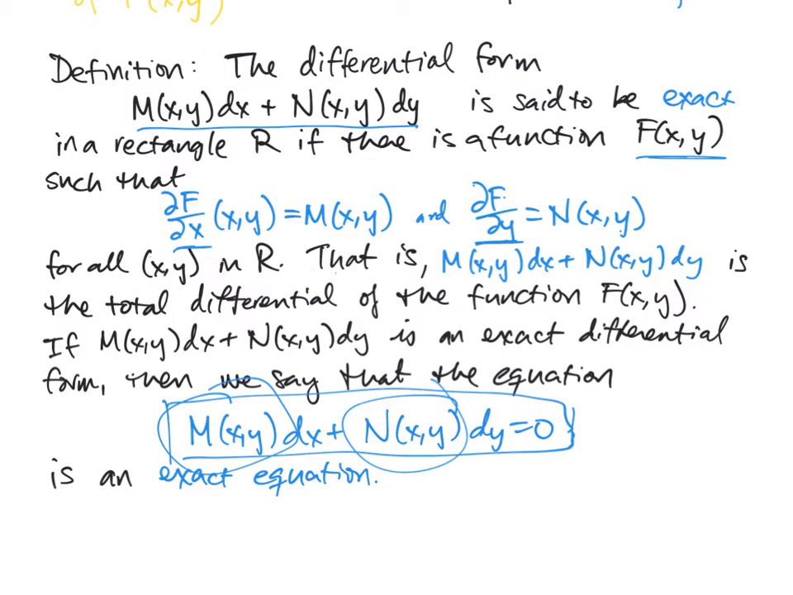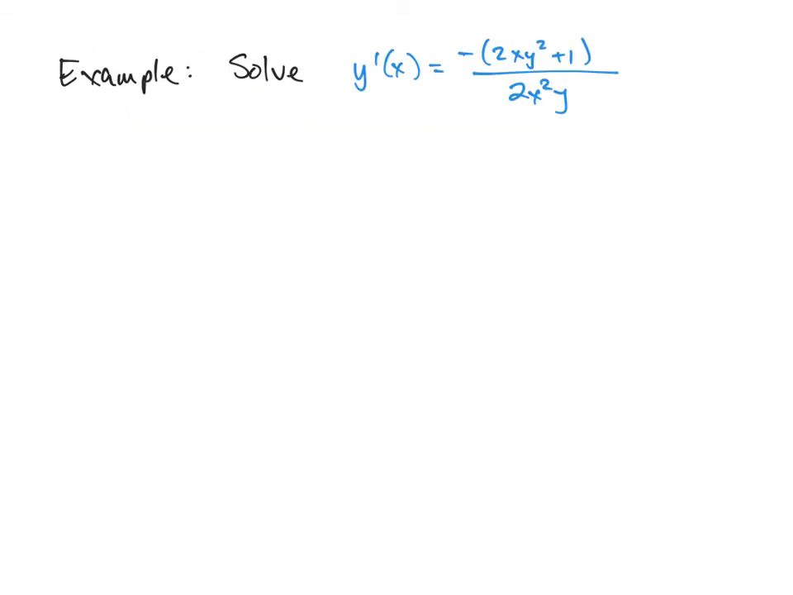Now let's see an example of that. Here we go. We've got a differential equation. We've got our y prime equals some function of x and y. And I want to see if this is an exact equation, so I'm going to write it in differential form. First of all, we can think of this y prime as dy/dx.